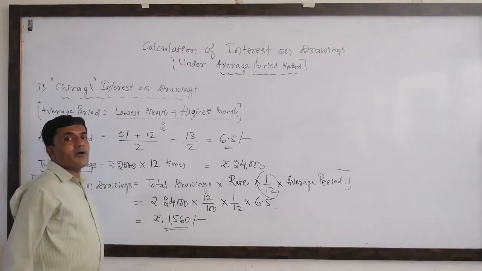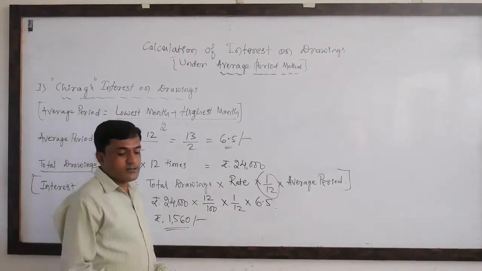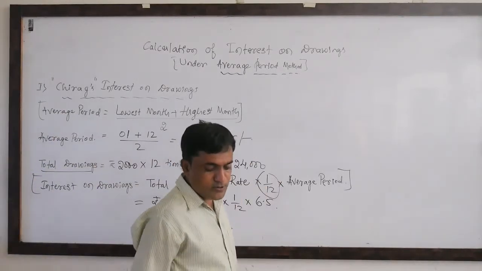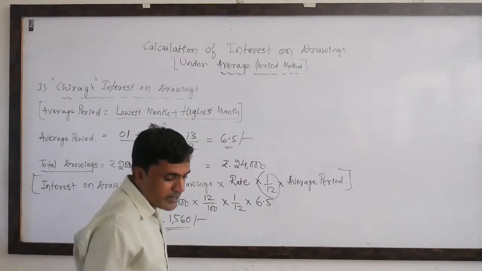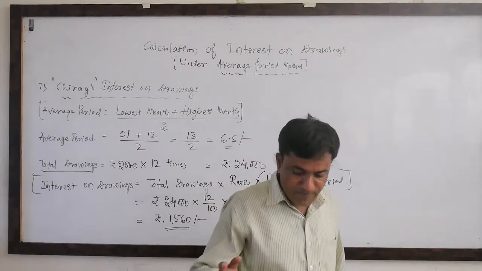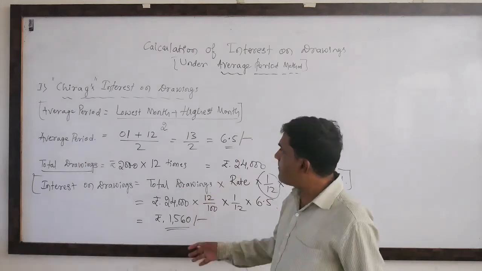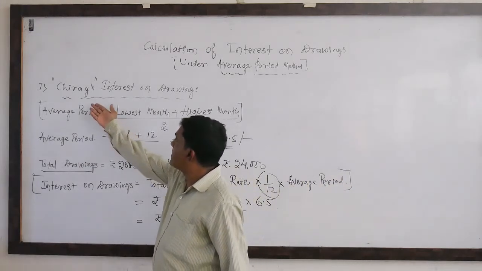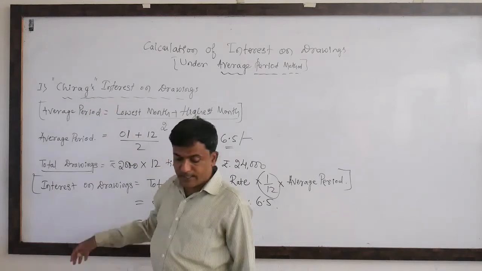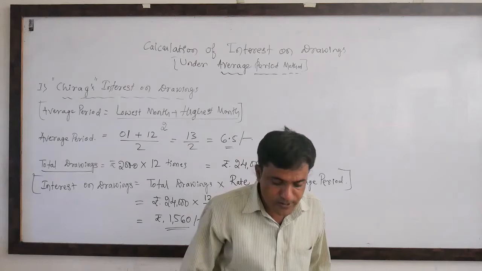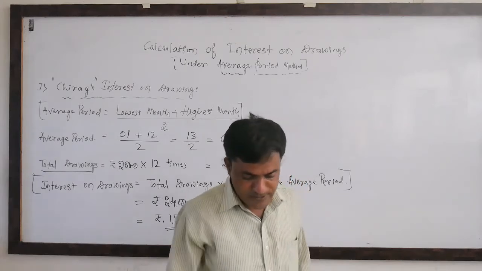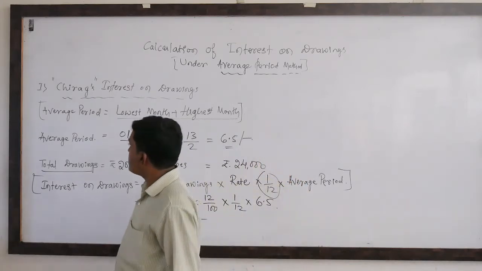So let us solve one more example, not that. Another partner's interest on drawings, made by Pawan of rupees 2,500 on 15th of every month. Now we have ascertained the interest on drawings of Chirag. So let us discuss the interest on drawings of Mr. Pawan. Okay.